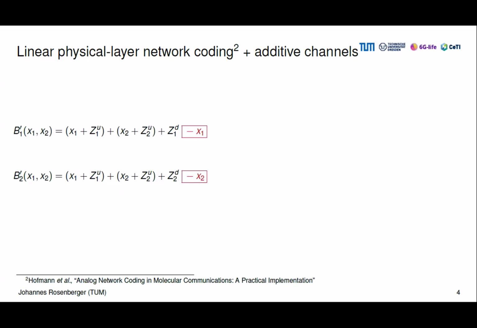The receivers can just subtract their message, in this case, if it's additive. And then, basically, the channel becomes a single user channel. So then you're at identification. Easy. So that's our baseline to compare the performance with.